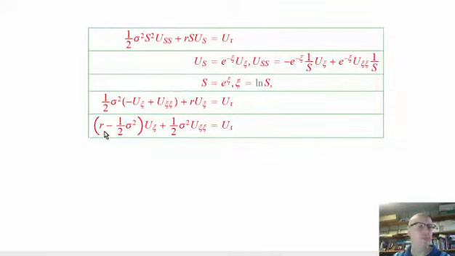R, the risk-free rate of return, we get that from the 30-day T-bill. The sigma, we would get that as the annualized standard deviation of the returns. We have all these values.